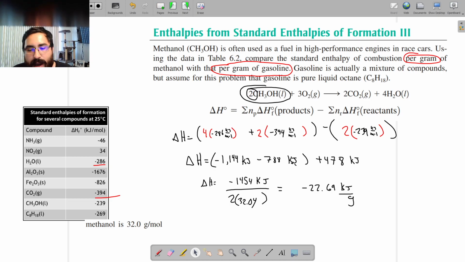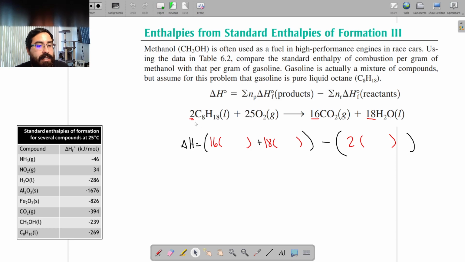All right. Let's go and compare gasoline. And gasoline, I already had the problem mostly set up. I just didn't finish it. But let's look at the products minus the reactant. So there was 18 waters. There was 16 CO2s. So let's look at the value for CO2. That's negative 394. I'll write it in a different color. Negative 394. And I'm just going to write kilojoules because the moles are going to cancel. The 18 for water, well, that was negative 286 kilojoules.